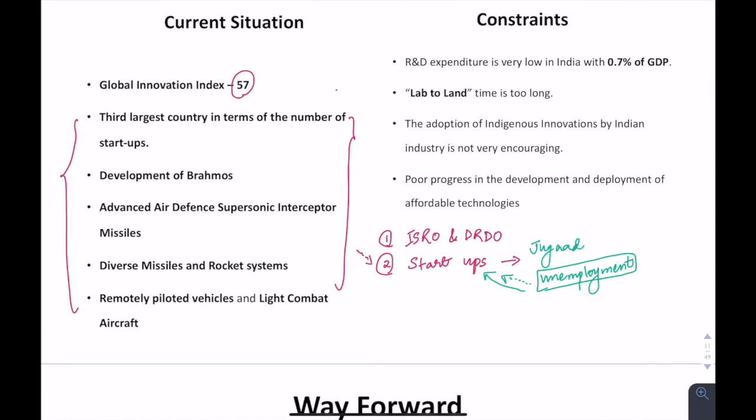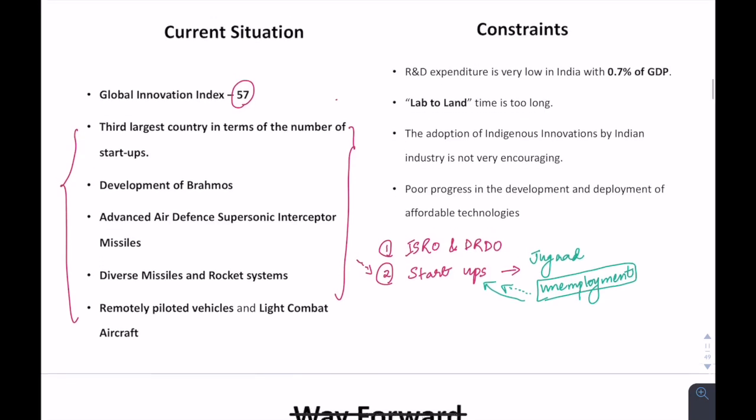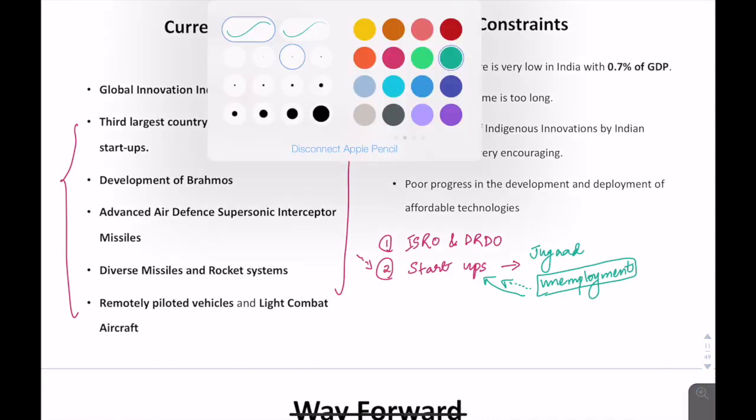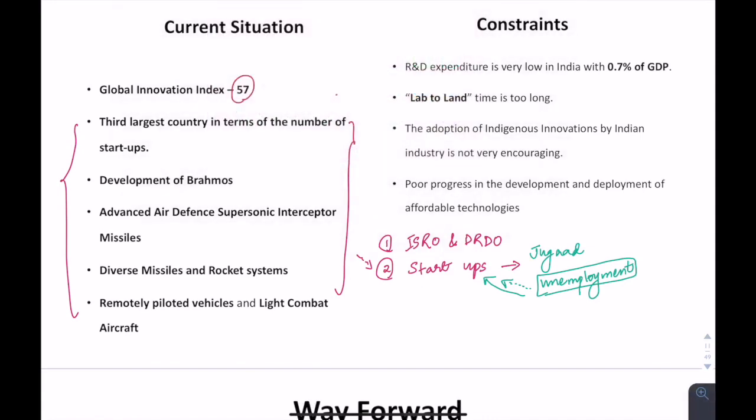So all these are the current situation, and the good things that we have done when it comes to science and technology. And the constraints remain with number one, expenditure. R&D expenditure, as I said, is very less, 0.7% of GDP. Lab to land time is too long.